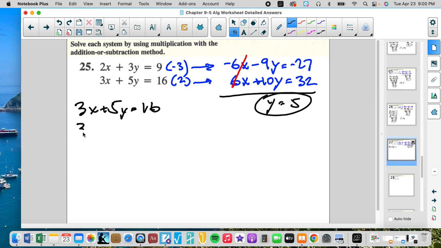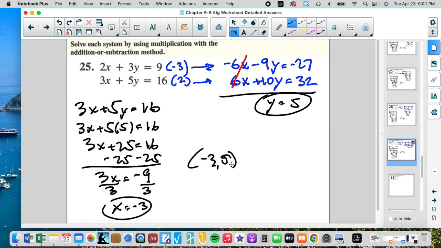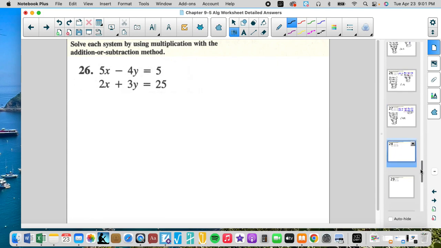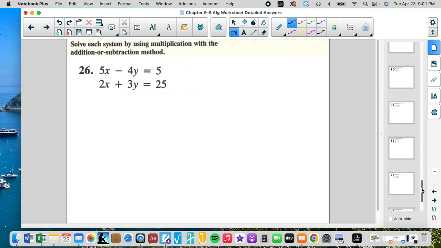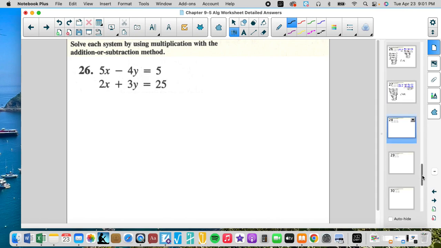3x plus 5 times 5 equals 16. 3x plus 25 equals 16, minus 25, minus 25. 3x equals negative 9, divided by 3. x equals negative 3. We get negative 3, 5. That's a weird 5 that I just drew. We got some more left. I thought we were kind of done.